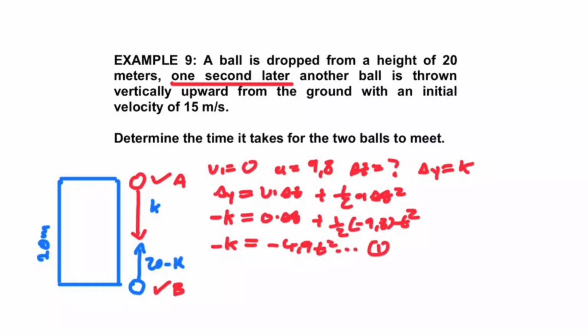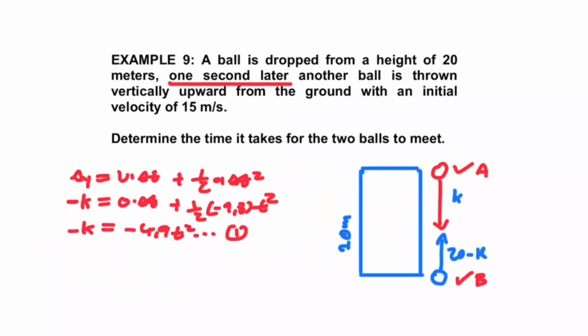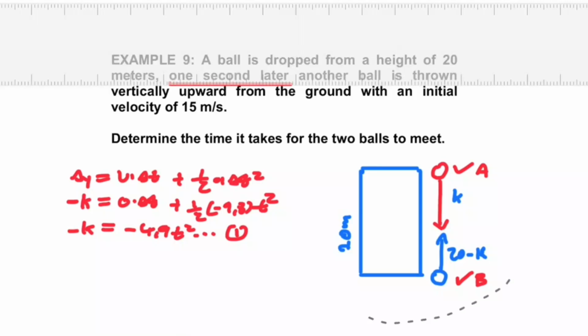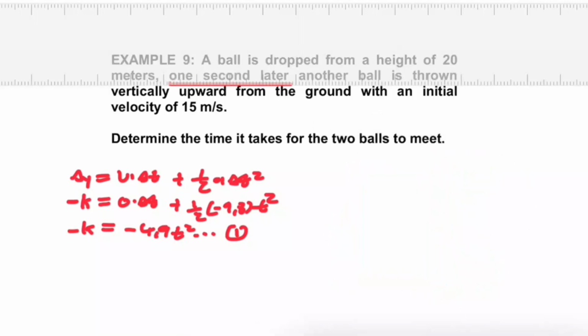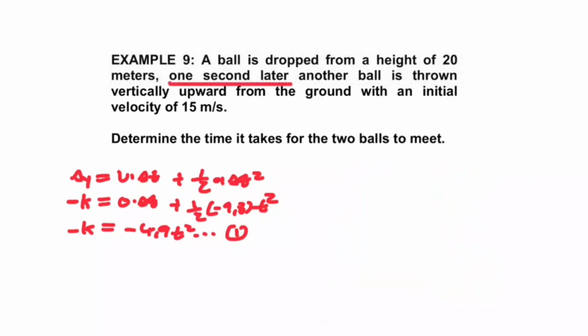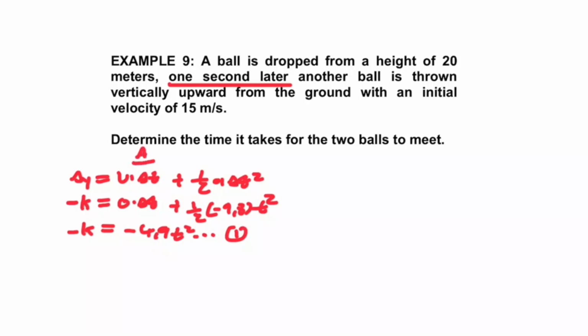And then we can use ball B to find equation 2. We're going to use the same equation for ball B, but we must remember that delta y, the displacement for ball B, is 20 minus k. If we remember that, then we should be good to go. So let me go ahead and erase that and carry on with the problem. This is for ball A, and then for ball B, substituting into the same equation, we're going to have 20 minus k equals 15 multiplied by delta t.